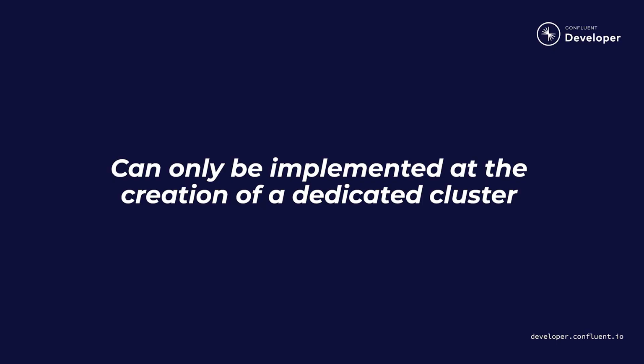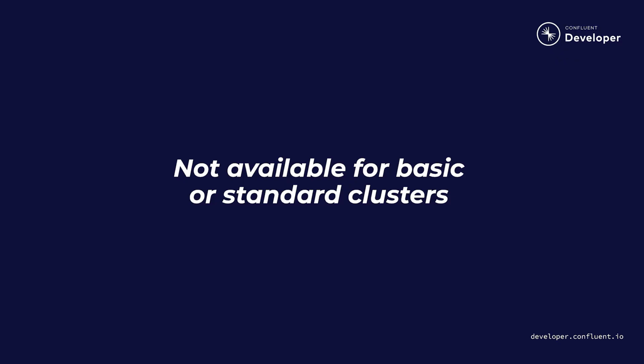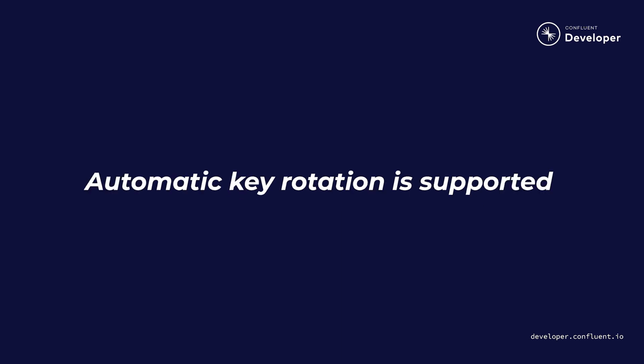Fourth, BYOK can only be implemented when a dedicated cluster is created. If you have a cluster that you want to change over, you'll need to spin up a new one with BYOK implemented and then use the replicator tool to migrate your data. It's a pretty simple operation, but something to keep in mind. Another important note is that BYOK is only available for a dedicated cluster. You won't find the option available on basic or standard clusters. Next up, we don't support manual rotation of the keys. You can set up an automatic key rotation policy for your key management service, and that's fully supported.